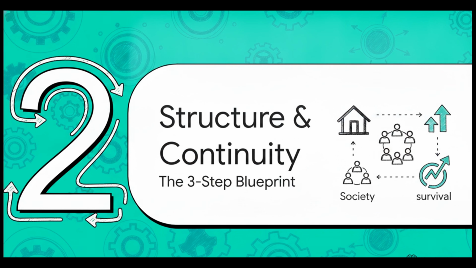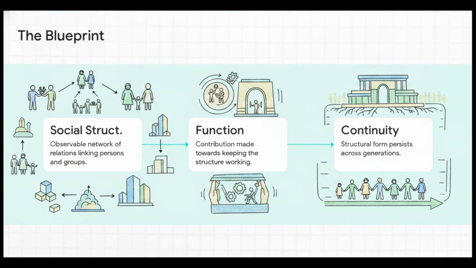Moving on to Section 2, Structure, Function, and Continuity. This really brings us to the absolute core of his theory, mapping out the exact sequence of how a society actually survives. He breaks this down into a brilliant three-step blueprint. It connects our everyday human interactions to the long-term survival of a whole culture. The steps are social structure, which leads to function, which ultimately results in structural continuity.